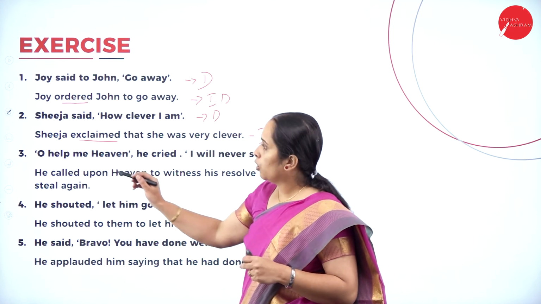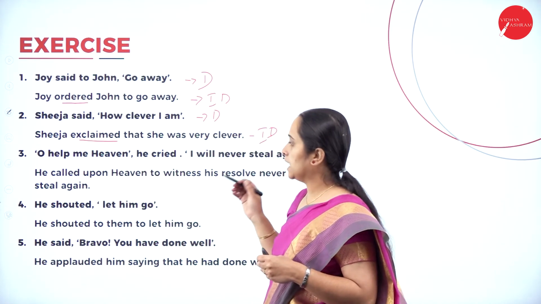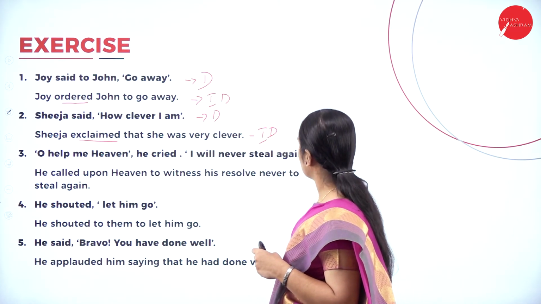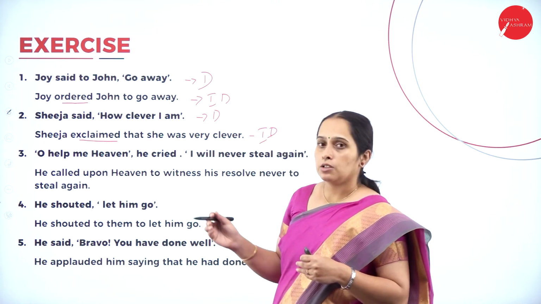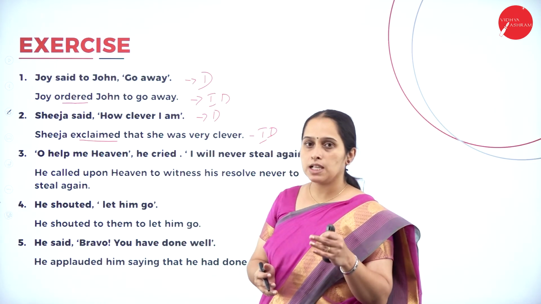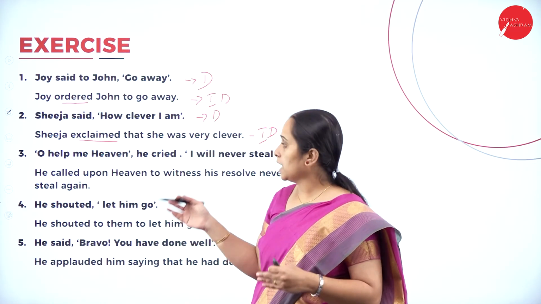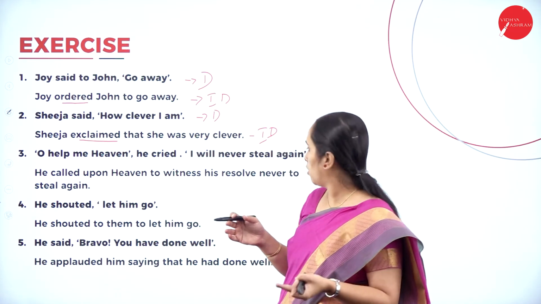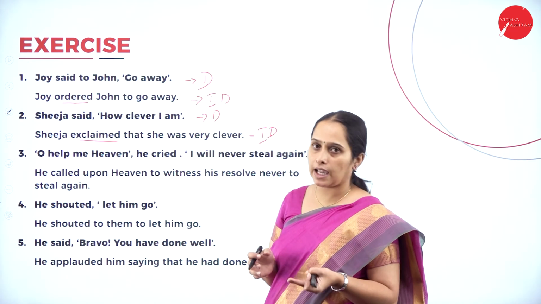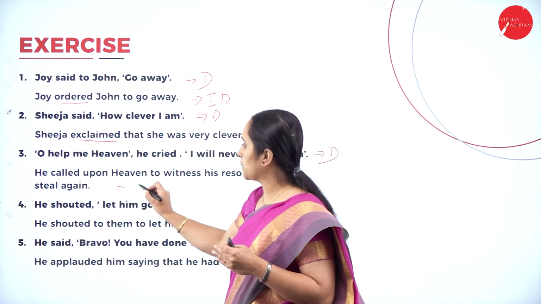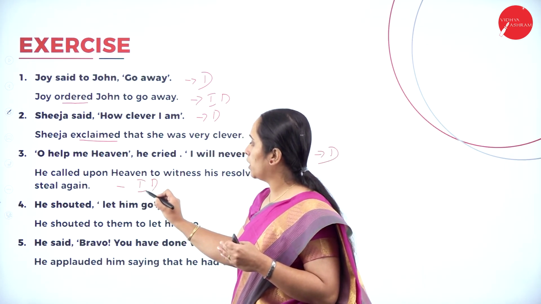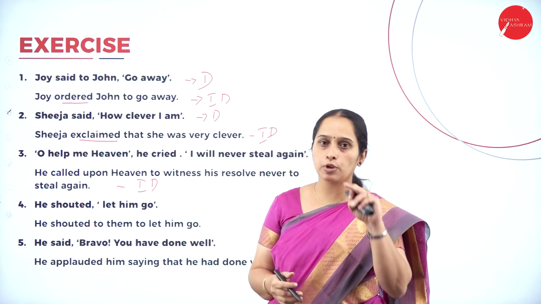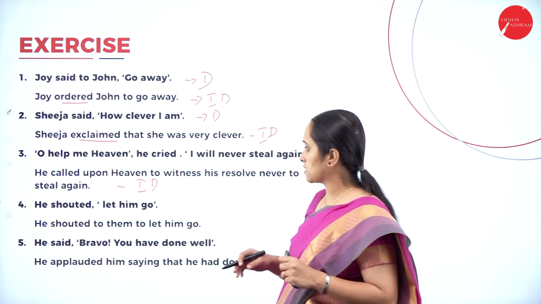Next one. "Oh, help me heaven," he cried. "I will never steal again." So this is direct speech. When we change into indirect speech, it's like this: He called upon heaven to witness his resolve never to steal again. So this is indirect speech. Always remember that when you change direct speech into indirect speech, you have to remove the inverted commas.